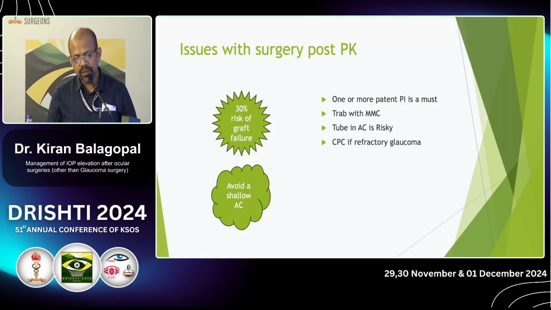And whenever TRAB is done, it has to be combined with MMC or any antimetabolite. A tube in the AC is very risky. It will cause graft failure. Better to place it in the pars plana if possible. Sometimes you may even have to resort to cyclophotocoagulation for refractory cases.